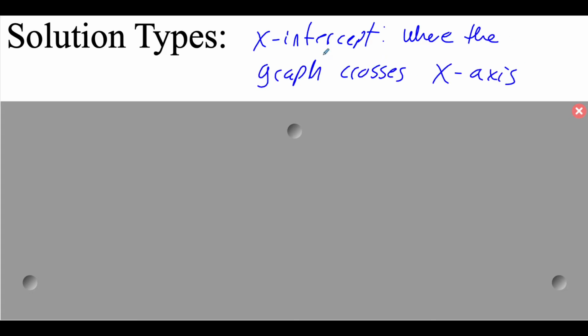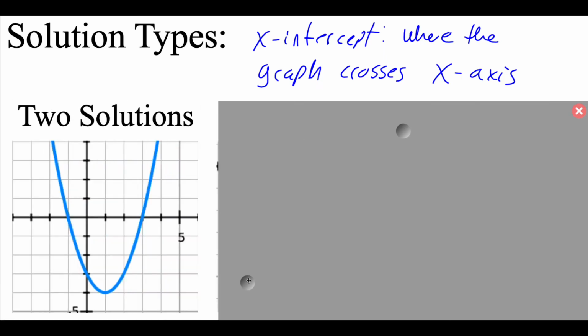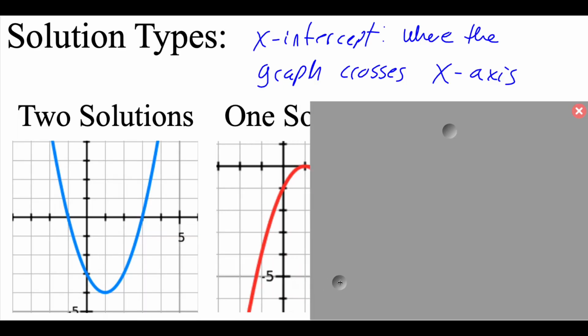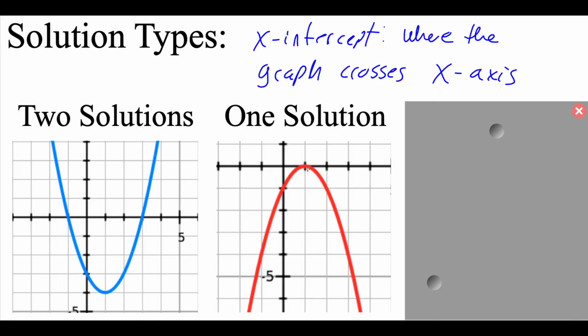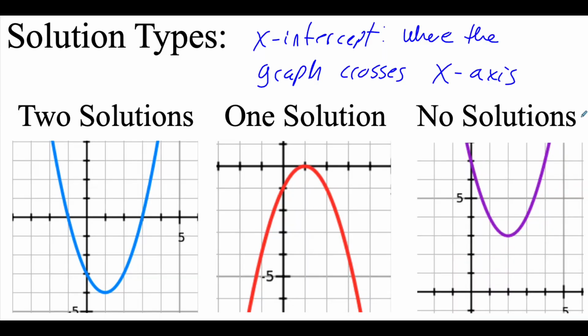And there's actually 3 different things that can happen when we're looking at the graph of a parabola. Our parabola could hit the x-axis in 2 places. So that would have 2 solutions, 2 x values that would make the equation equal 0. It's also possible to have a parabola that only hits the x-axis in 1 spot, so that equation would only have 1 solution. And the last thing that could happen is we might have a parabola that doesn't hit the x-axis at all, so it wouldn't have any x-intercepts, so that equation would have no solutions.